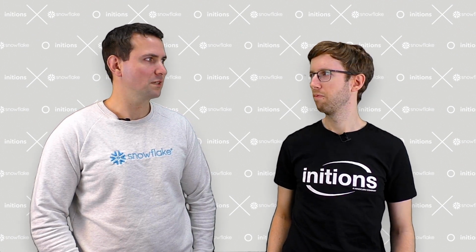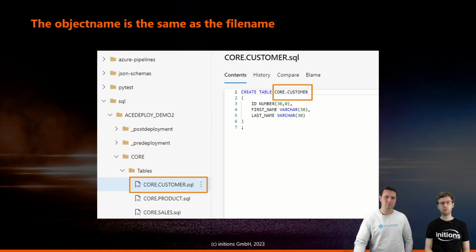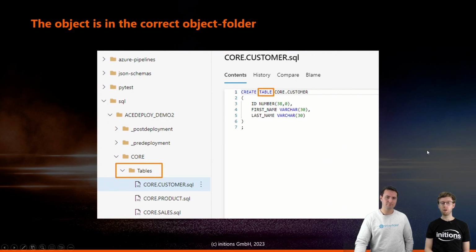Okay, and do you have some sample rules for us? With these two tests, we want to make sure that everybody can find all the objects. For example, we want to make sure that the file name is the same as the object that it defines. As a second test, we want to make sure that we always know in which folder the file goes. So for example, this is a table, so it goes into the tables folder.